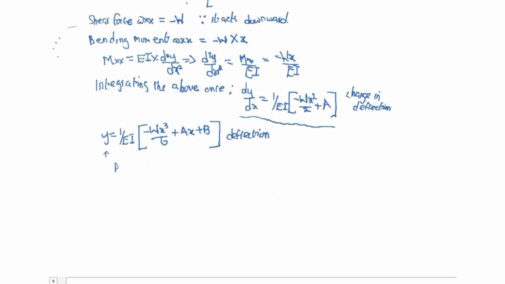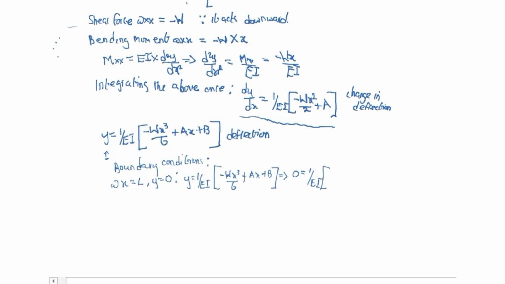Right. The next thing we are going to do is we'll substitute our boundary conditions. And for the first case, we'll consider where x is equal to L, our y would be equal to 0. So therefore, substituting inside this equation, we have that y, which is equal to 1 over ei into negative wx cubed over 6 plus ax plus b. It implies that y is 0 and we would be left with 1 over ei times negative wl cubed over 6 plus al plus b. But unfortunately for us, we have two constants. How are we going to do about that?